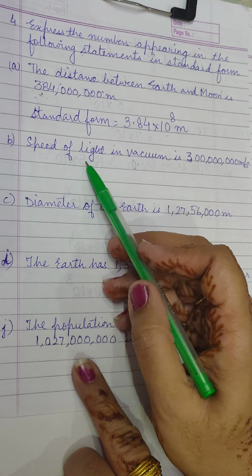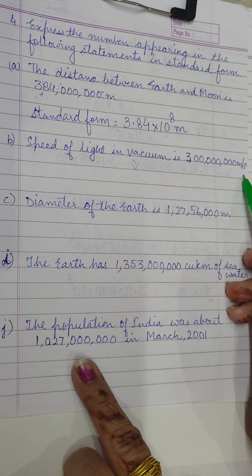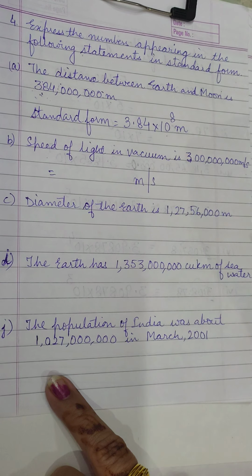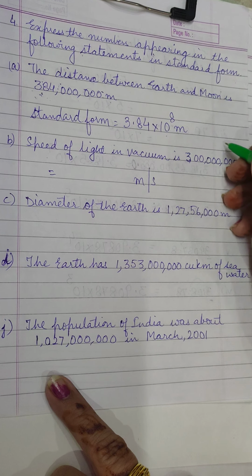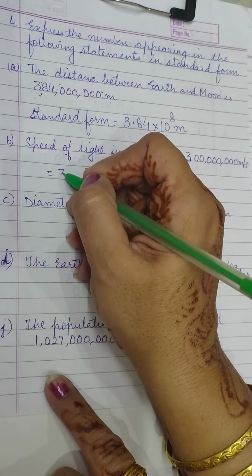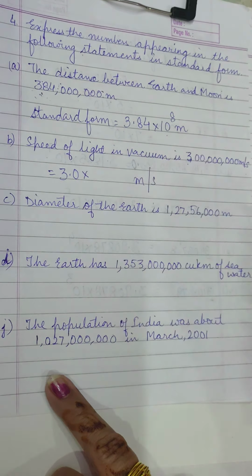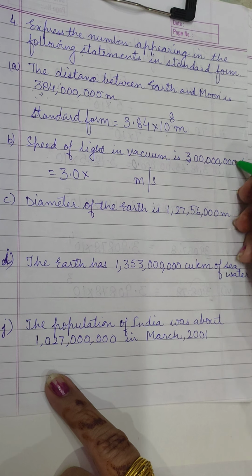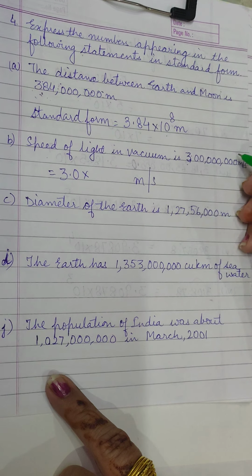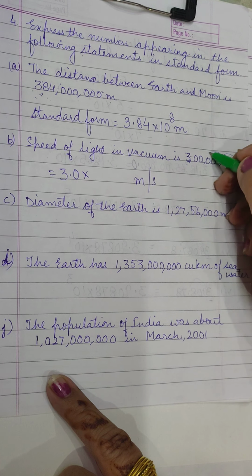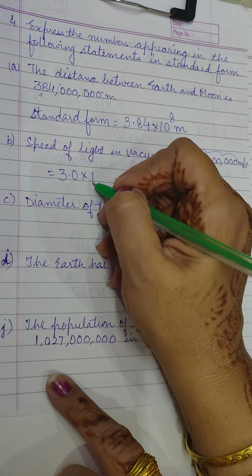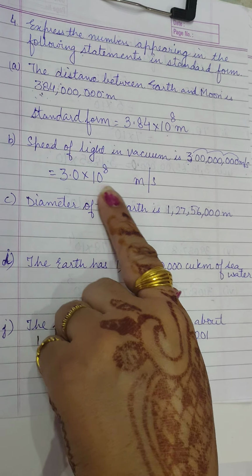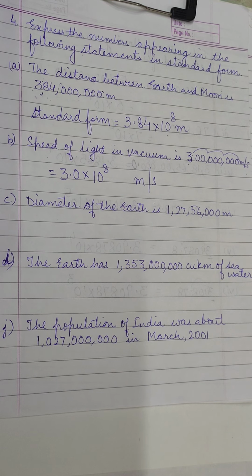B part says the speed of light in vacuum is this much. Again we don't see any decimal here. It means it lies at the back, and there is only one non-zero digit, that is 3. So either you write down 3 or you write down 3.0, it is not going to make any difference. So the decimal has to move from here to this place after 3. So it has to move 3 plus 3, 6 plus 2, 8. So again it is 3.0, or simply you can write down 3 multiply 10 to the power 8 meters per second.